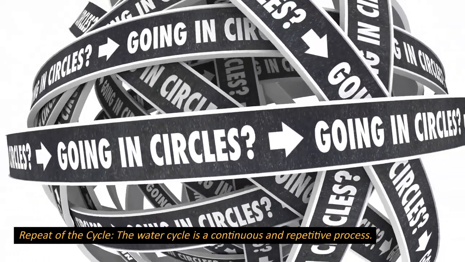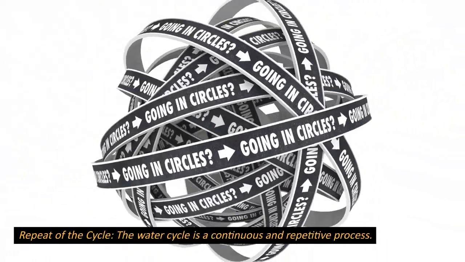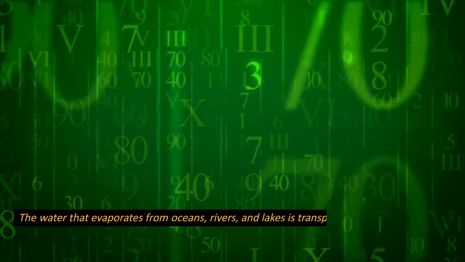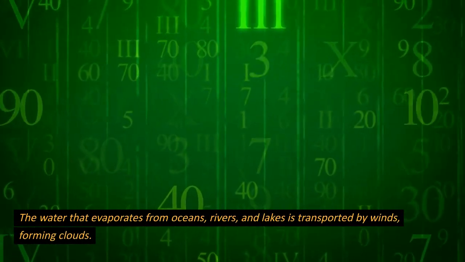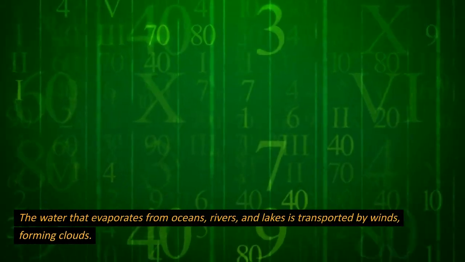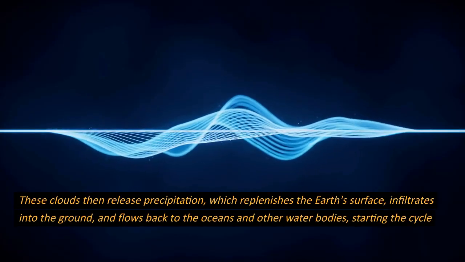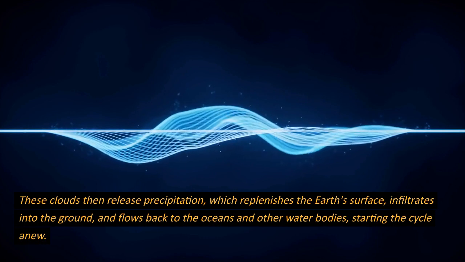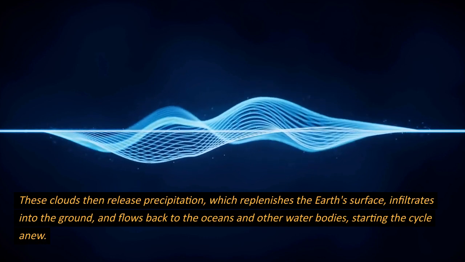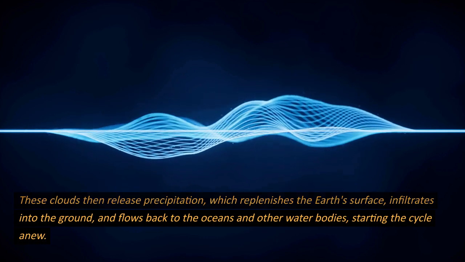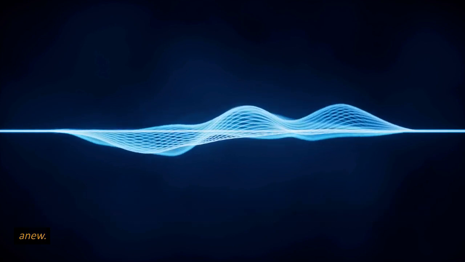Repeat of the cycle. The water cycle is a continuous and repetitive process. The water that evaporates from oceans, rivers, and lakes is transported by winds, forming clouds. These clouds then release precipitation, which replenishes the Earth's surface, infiltrates into the ground, and flows back to the oceans and other water bodies, starting the cycle anew.